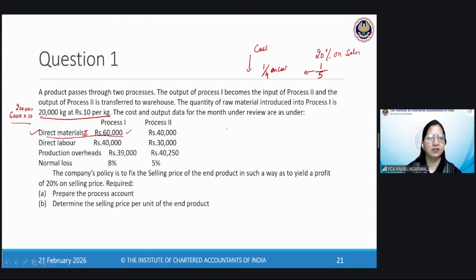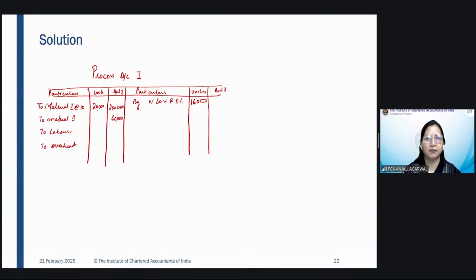Is it clear? Process 1 has 20,000 kgs at the rate of 10, 2 lakhs. Direct material 60,000, labor 40,000, overheads 39,000, normal loss 8%. And there is nothing mentioned about scrap realized or sold, right? And nothing mentioned about how many units have moved to the next process. So we assume that there is no abnormal loss or abnormal gain, only 8% normal loss, and whatever remains has moved to the next process.